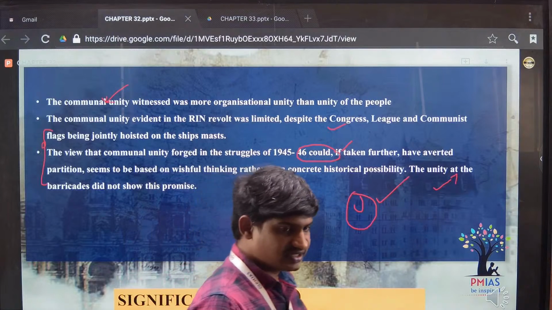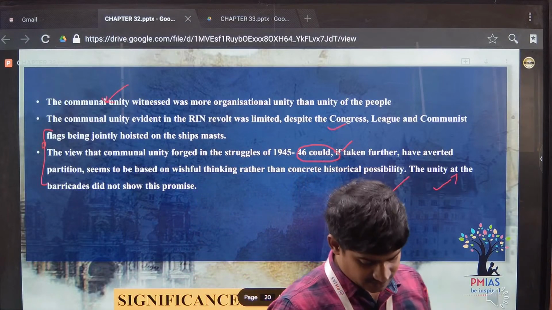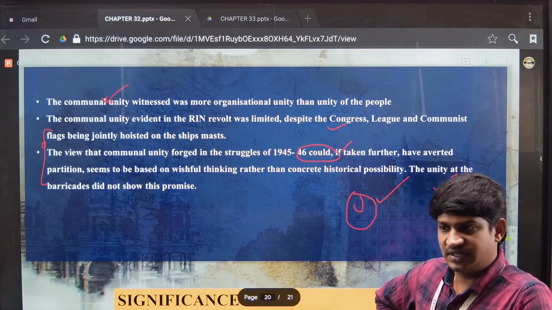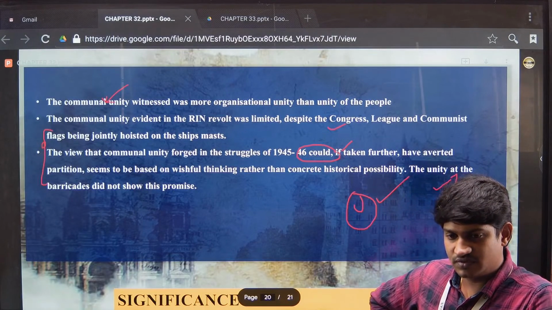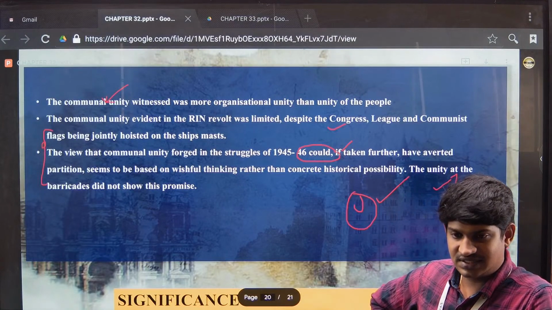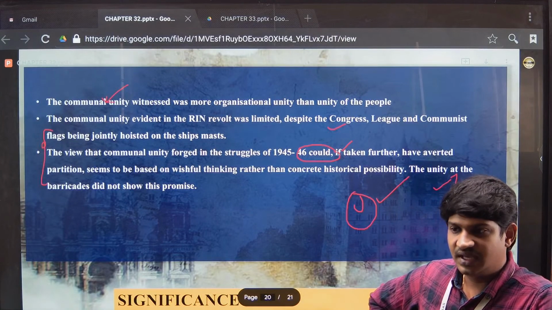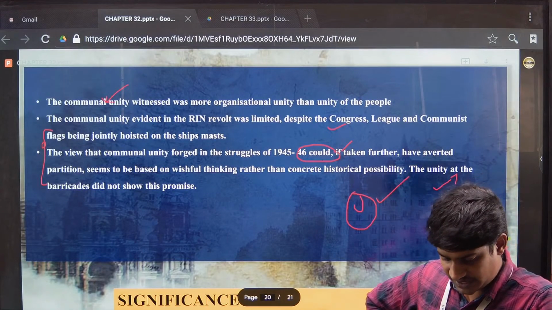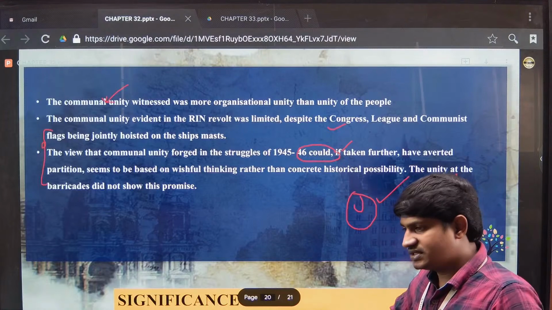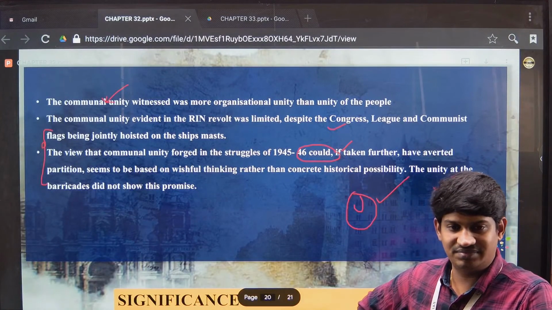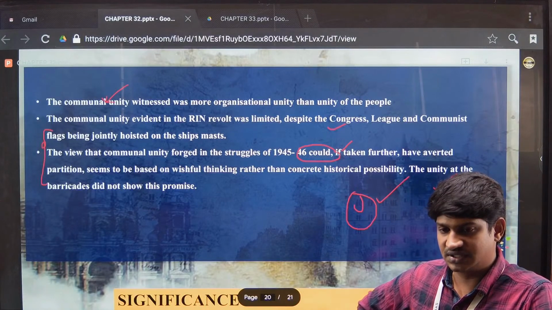Even then, the problem was the communal issues. The Indian National Congress was forcing for unity, but the Muslim League was demanding the two nation theory. So we want to get separated, and without the separation, it is not possible to accept the demands of the British governments.